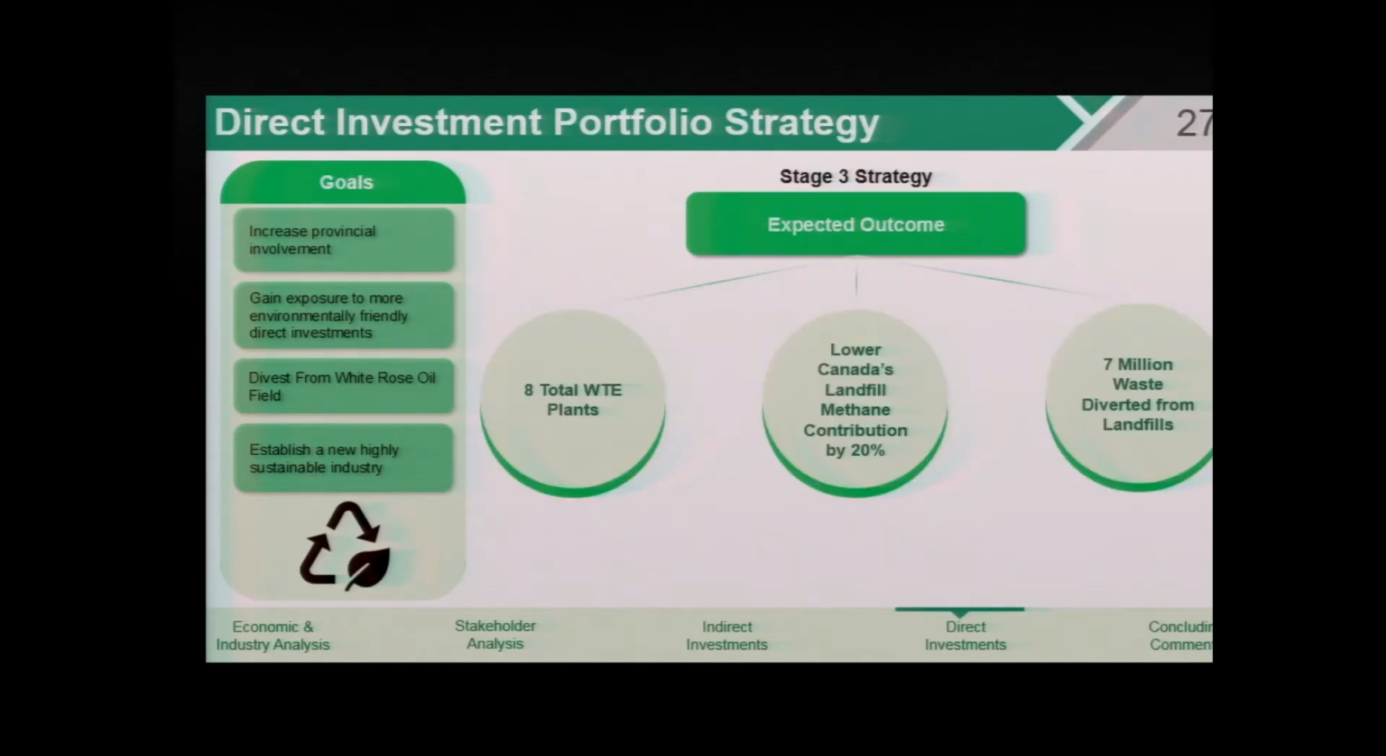And then in stage three, we plan to have a total of 8 new state-of-the-art waste energy plants. We also estimate we can lower Canada's methane contribution by 20% and divert about 7 million tons of waste from landfills per year.